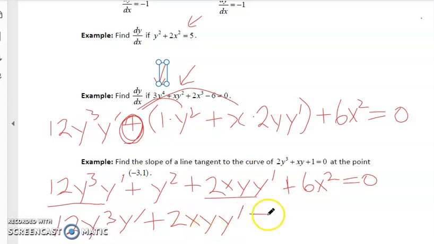And now throw on the other side your negative 6x squared, and also the plus y squared throws over as well, so that's just minus y squared. And I'm running out of room. Let me come up here.